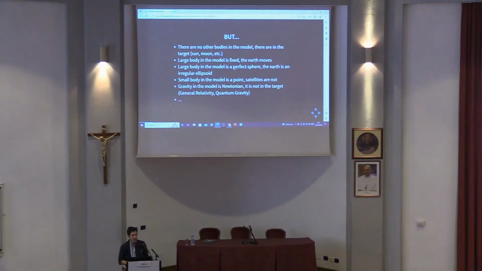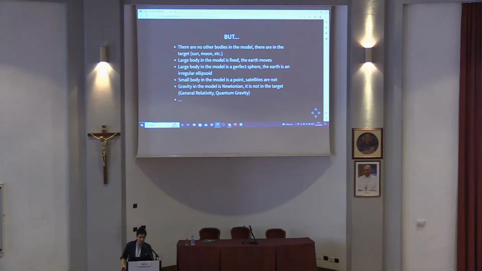But when you've done this sort of theoretical work, you've constructed a model that differs from the actual system in some fairly significant ways. So in your model, there are no other bodies other than the Earth and the satellite. In the target system, there are clearly other bodies, right? There's the sun, there's the moon, there's a bunch of other satellites, a bunch of other planets, and so on. In your model, you've assumed that the large body, the thing that represents the Earth, is fixed according to some reference frame. But in actuality, the Earth moves. The Earth itself is orbiting around the sun as well.